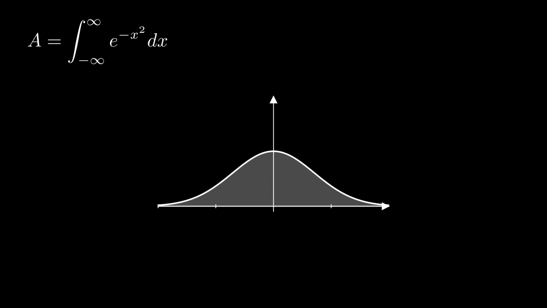Here's the graph of e to the negative x squared. Notice that if we look to the left, it looks no different than if we were looking to the right. In other words, it has symmetry.